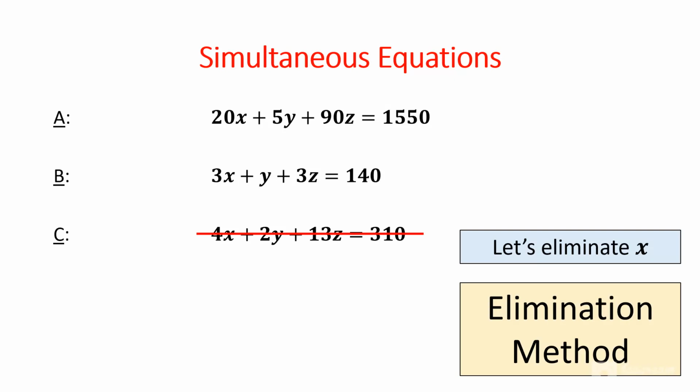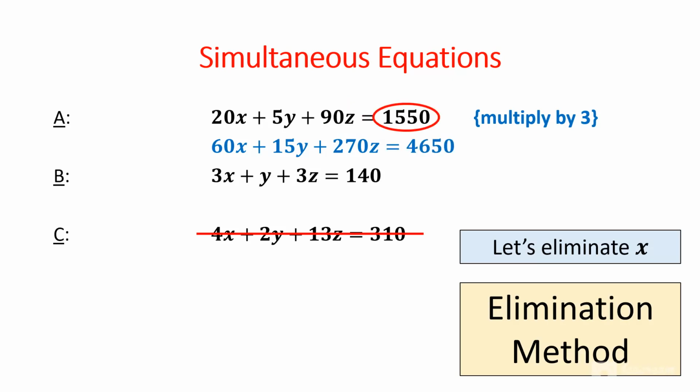Well, we only ever use 2 equations at a time, so for now I'm going to ignore equation C and work with equations A and B. Let's start off with equation A and multiply everything in it by 3. Why 3? Because there's a coefficient of 3 in the other equation we're using. So, 20x times 3, 5y times 3, 90z times 3, and 1550 times 3.